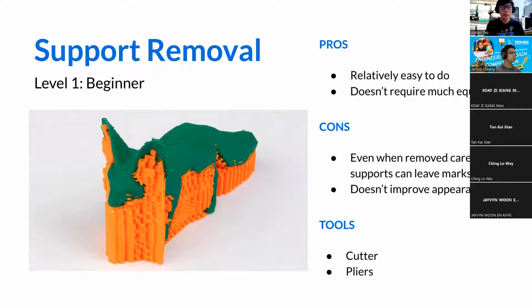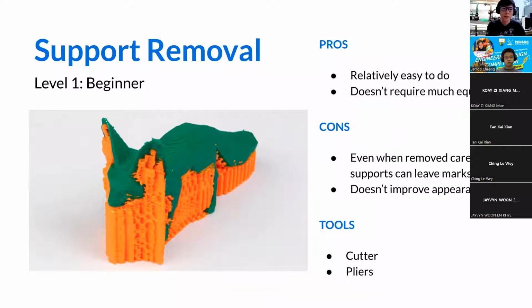The disadvantage of doing support removal is that it can leave marks. When you remove this support, your part will look very ugly, so you need to do sanding. It won't help your appearance of the part. It's just to help you print the part. It won't make it look beautiful, right? In a way. So the only two tools you need are a cutter and a plier.